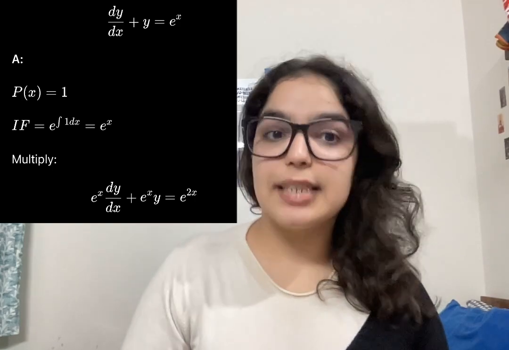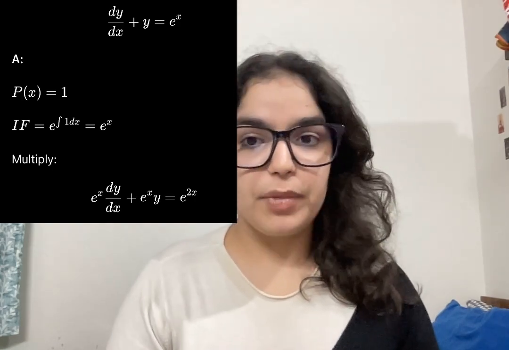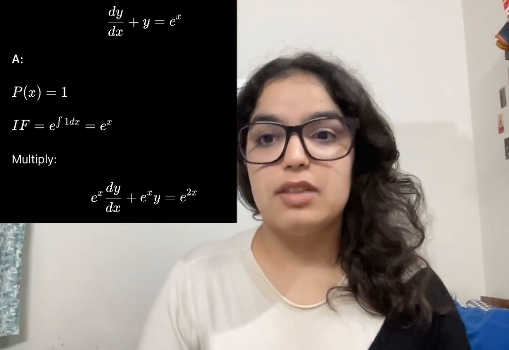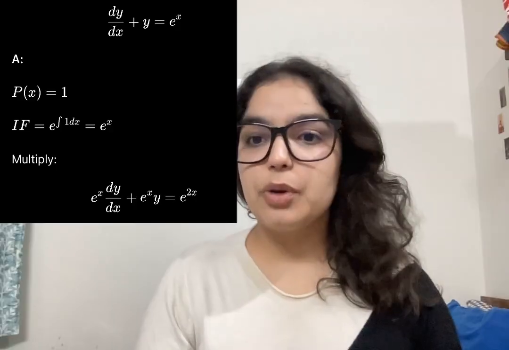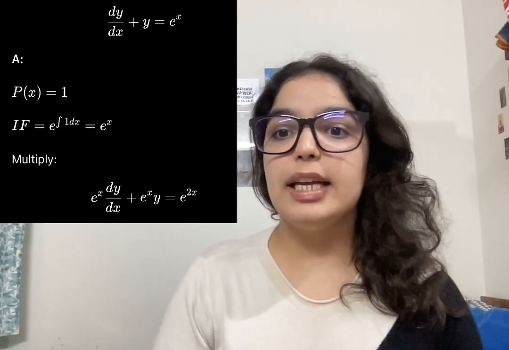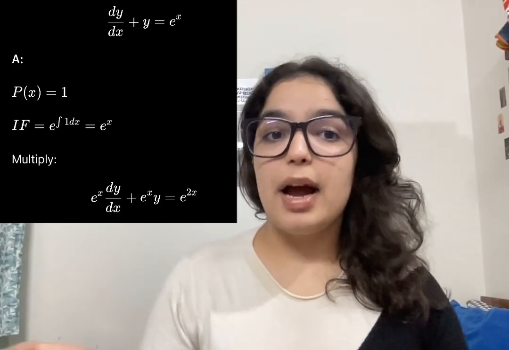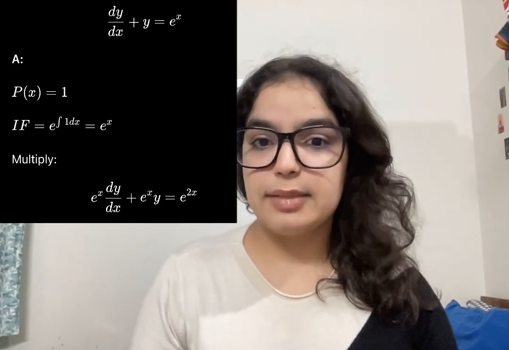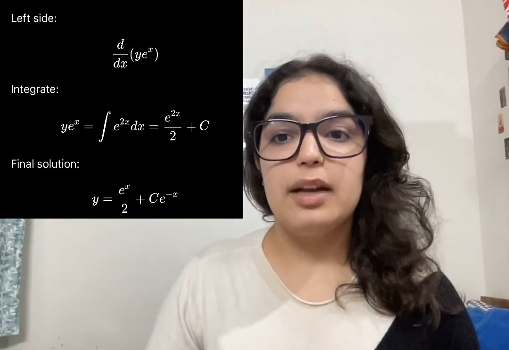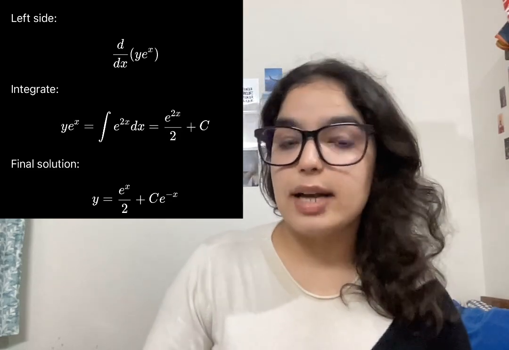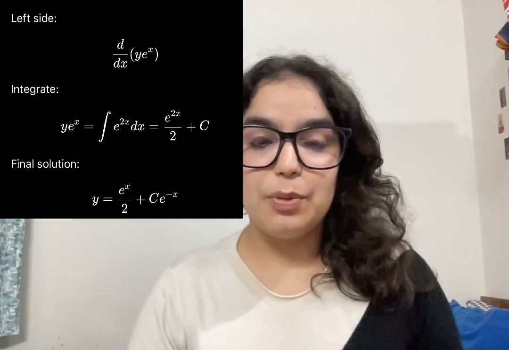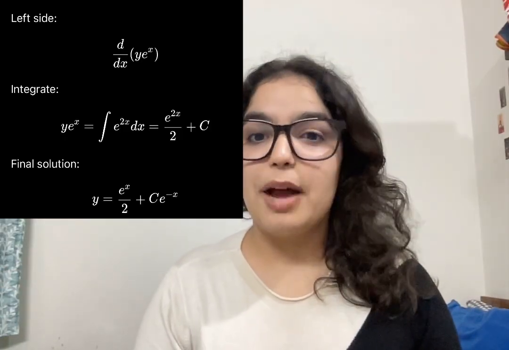If we compare it to the standard form, p of x is equal to 1. So, the integrating factor will be e to power integral of 1 dx, which is e to power x. When we multiply throughout the equation, e to power x dy by dx plus e to power x times y is equal to e to power 2x, because e to power x into e to power x is equal to e to power 2x. Now when we integrate both sides, we get y e to power x is equal to e to power 2x divided by 2 plus c. So finally, our answer is y is equal to e to power x divided by 2 plus c e to power minus x.